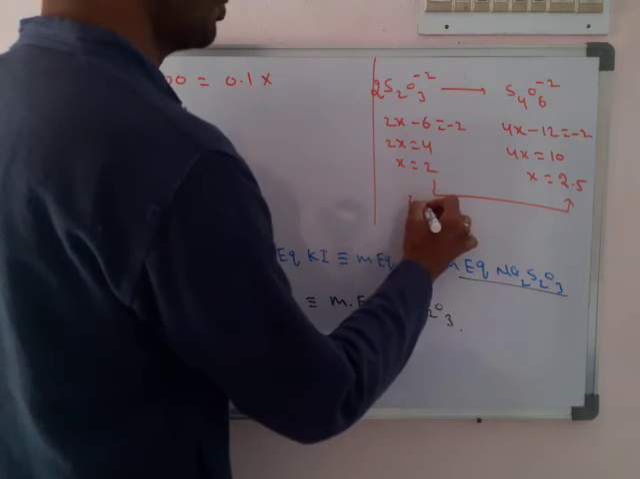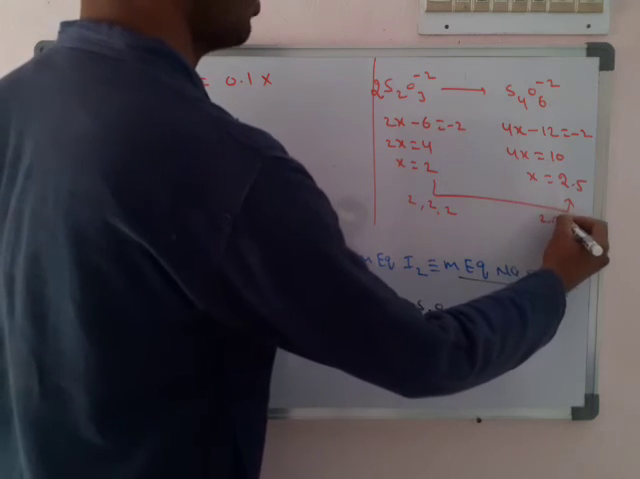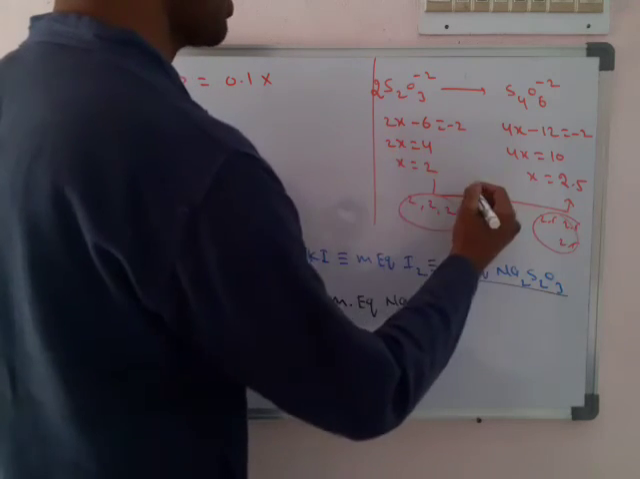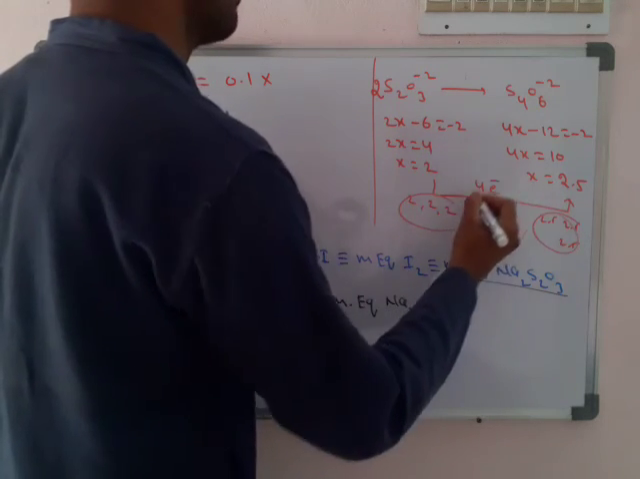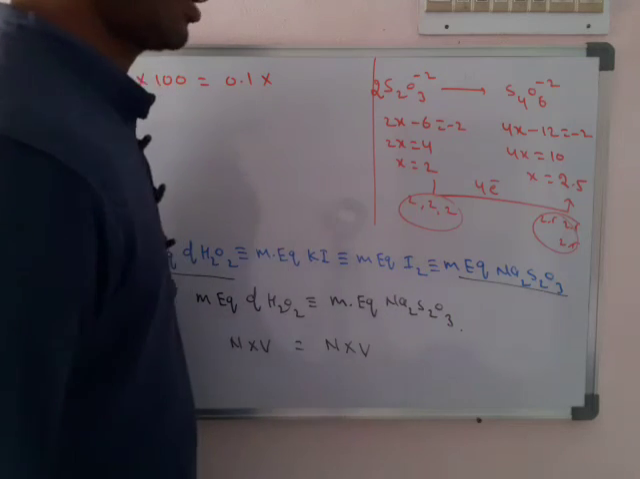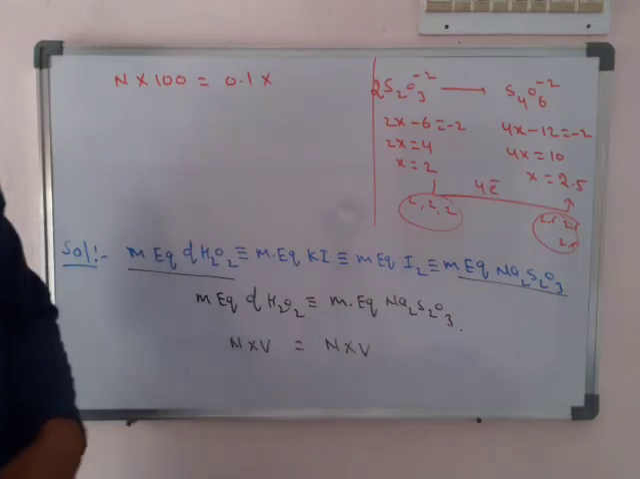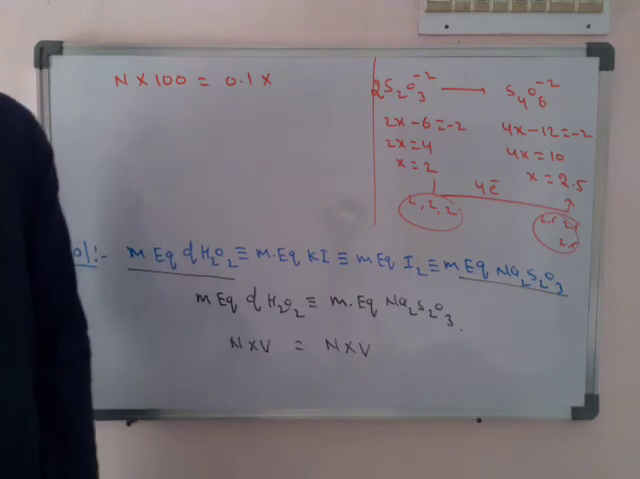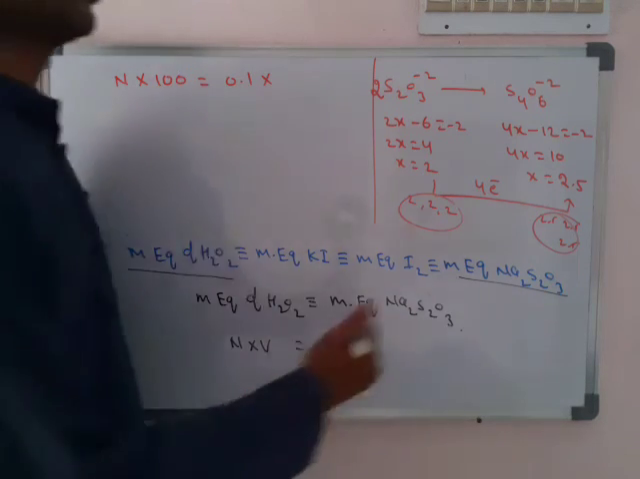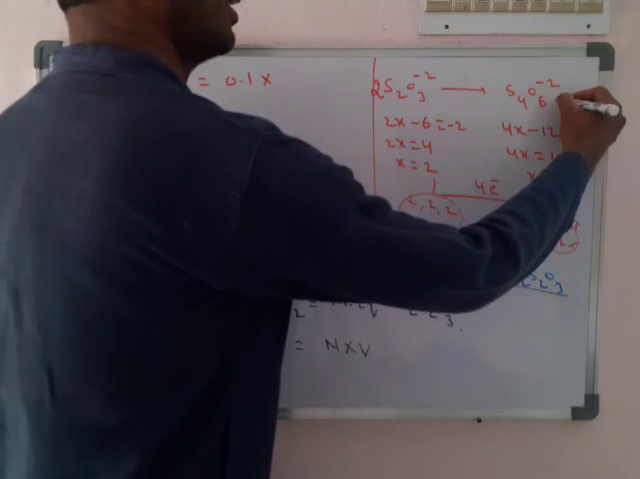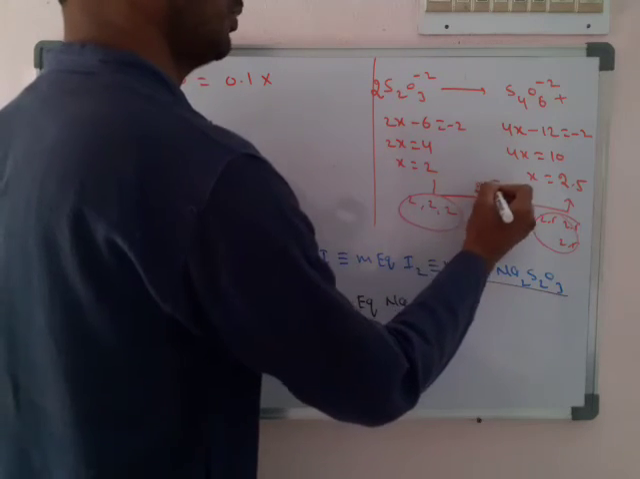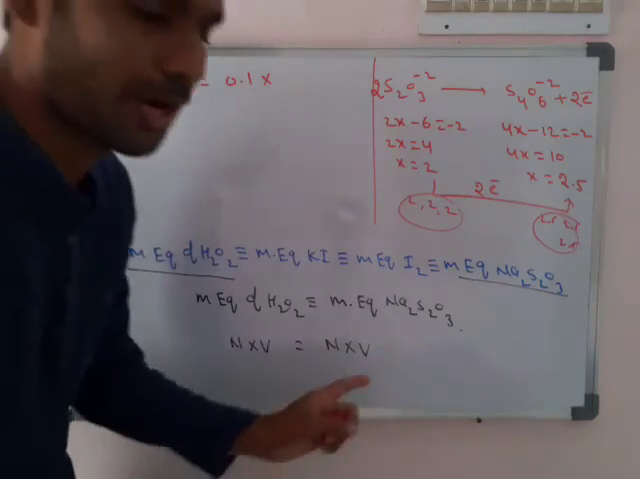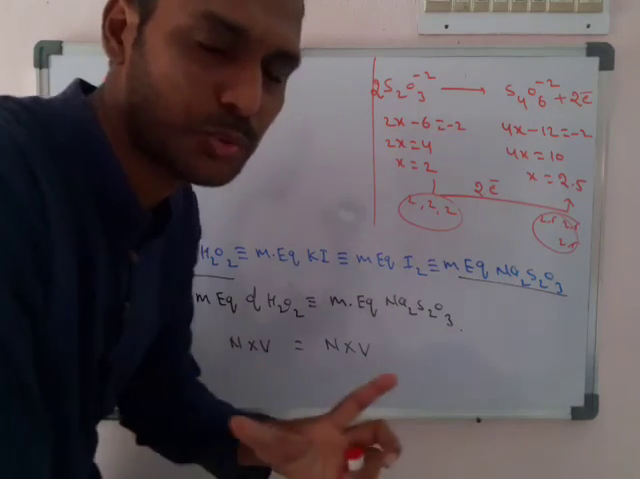So 2 becomes 2.5, 2.5, 2.5. So for 4 sulfurs there is a change in the number of electrons. The charge increase means it is oxidized, so it is losing electrons. Okay, so 0.5, 0.5, 0.5, 0.5, total 2 electrons.